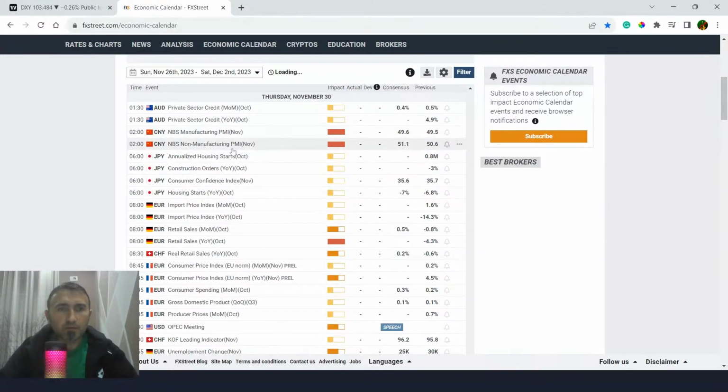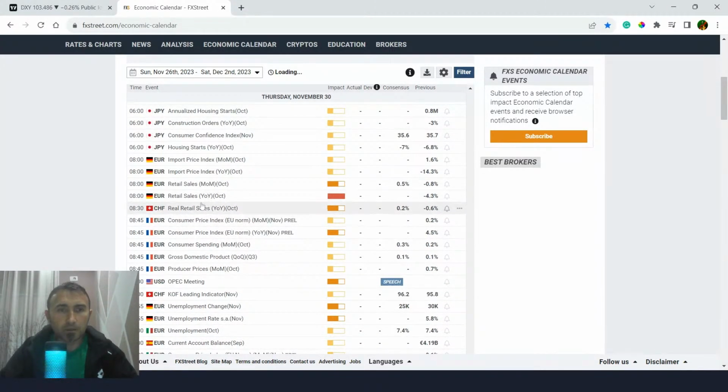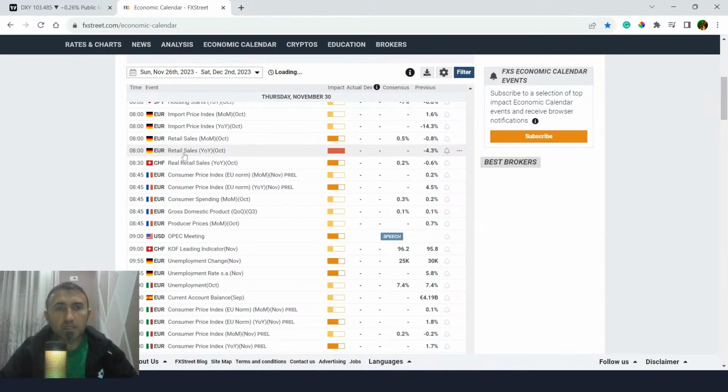On Thursday, we have data from China, very important as well. It will impact the Australian dollar mainly. Retail sales from Germany will create some price volatility in the market related to the euro. Very important, and we may see interesting moves from this indicator.